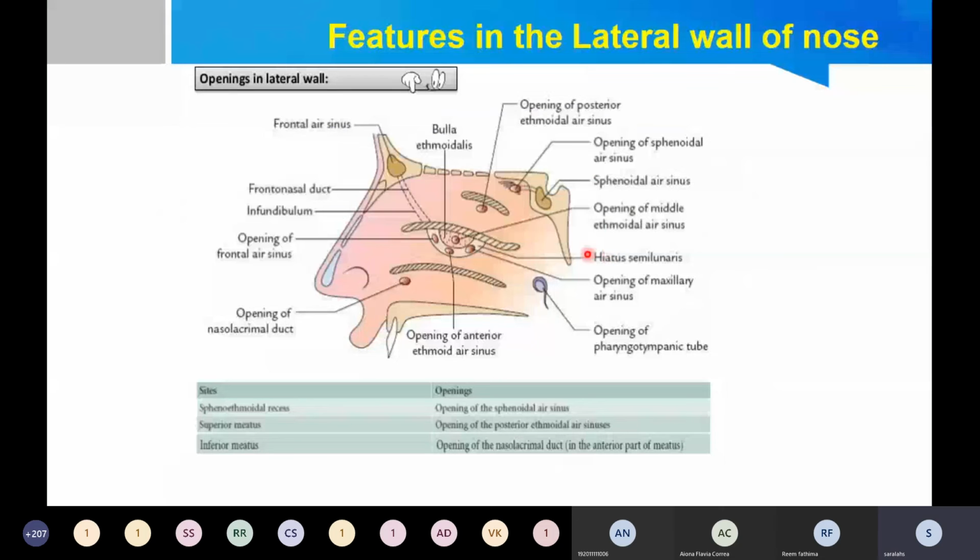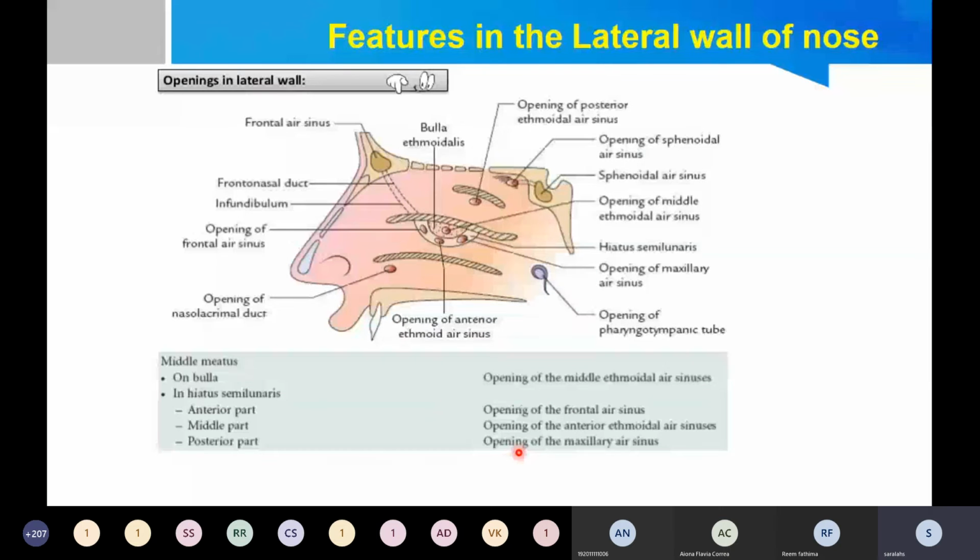Okay, so this is again the description of the features which are in the lateral wall of the nose. I already mentioned, and it is given in the text also. Where does it open? Sphenoethmoidal recess, what does open? Then superior, what opens? Inferior, what opens? And in the middle meatus, the list is more. So what will open into the middle meatus? Frontal, anterior ethmoidal, and maxillary, and the middle. All these air sinuses will open into the middle meatus.